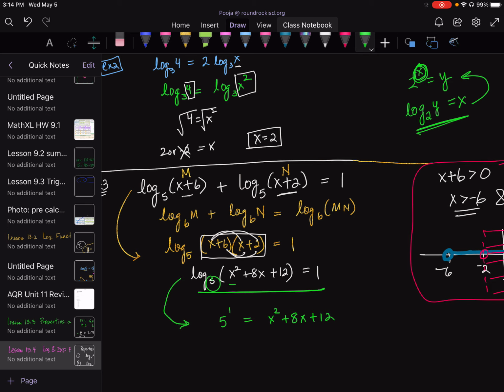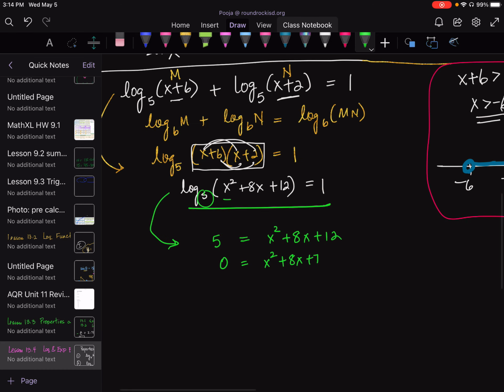5 to the first power is 5. I really don't have to write that one. And then algebra takes over from here. Subtract 5 from both sides. So I subtracted 5 from both sides. Now I have this trinomial.